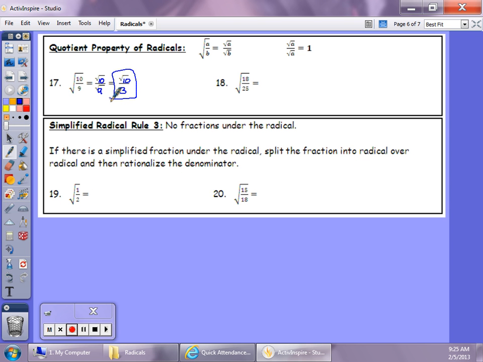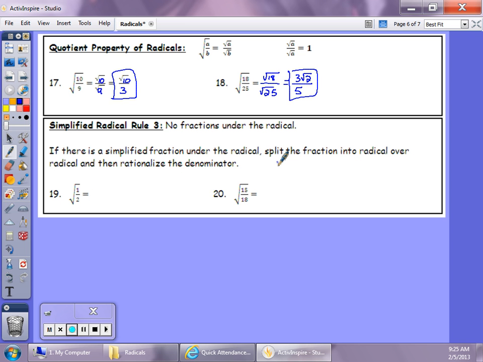So for the second example, example 18, we're going to go ahead and split this into root 18 over root 25. Okay. So root 18 can actually be simplified from the previous slide, so we know that it's 9 times 2, so 3 root 2, and then the square root of 25 is 5. So this is just a way to help us simplify when we have a fraction underneath a radical. So this leads us into our last radical rule, which says that no fractions can be left underneath a radical.